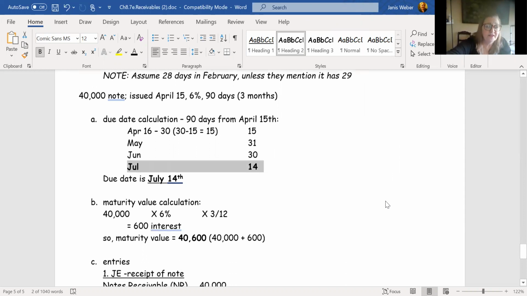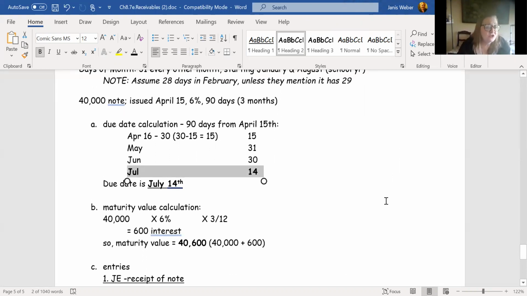Okay. Then the maturity value. We got a $40,000 note and it's at 6%. So if it were outstanding for an entire year, then 40,000 times 6% would be the whole amount of the interest. But this one is not outstanding for a whole year. It's only outstanding for 3 months of the year. So if it were outstanding for the whole year, it would have been 40,000 times 6%, which is 2,400, sorry. $2,400 is the annual interest, but this is only for 3 months.